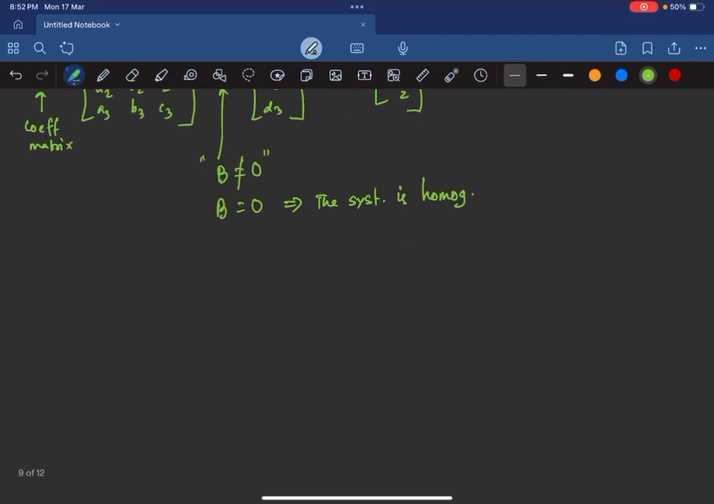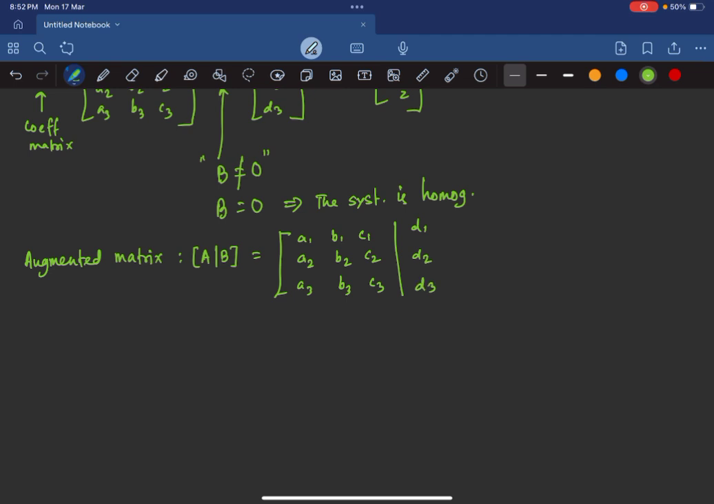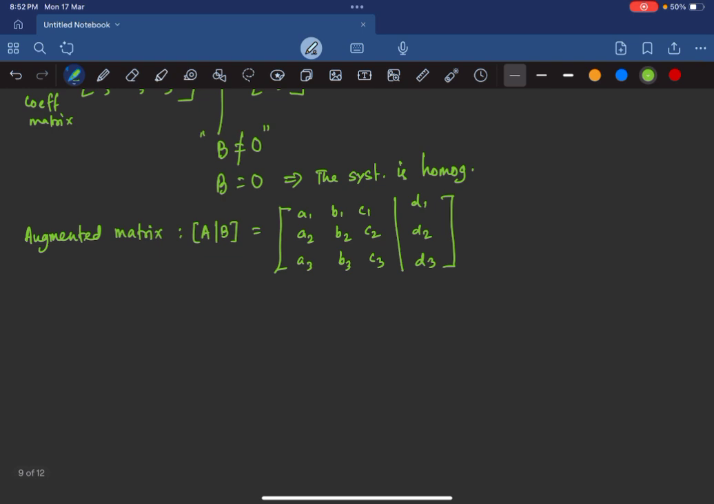Now when you have this matrix representation, immediately one important term is the augmented matrix. Corresponding to that, the augmented matrix is represented like this, A augmented B. The first part of this matrix is from A, that means a1 b1 c1, a2 b2 c2, and a3 b3 c3, and here you have d1 d2 d3. This is the augmented matrix form.